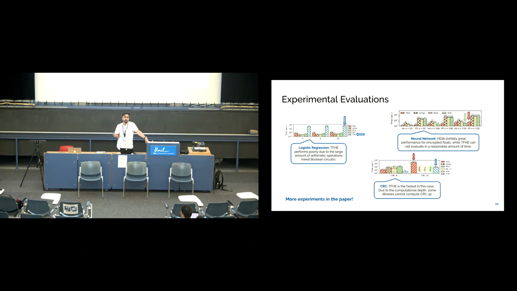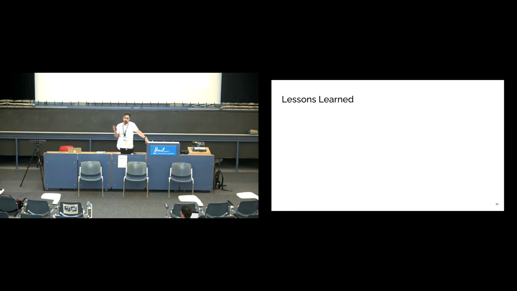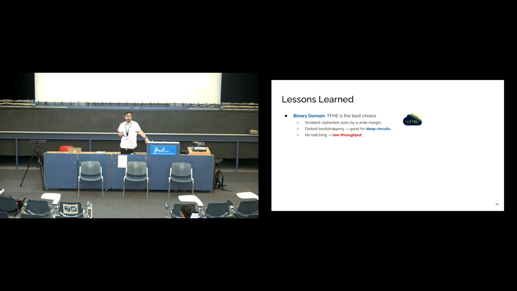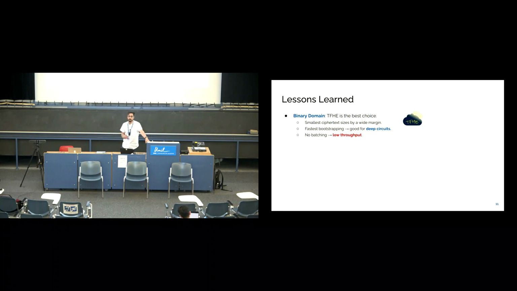And we have way more experiments in the paper. So the lessons that we learned from this study: we have a clear winner for the binary domain, and this is TFHE. It has the smallest ciphertext sizes, and it has very fast bootstrapping, but it does not have the batching operation, so it has very low throughput.